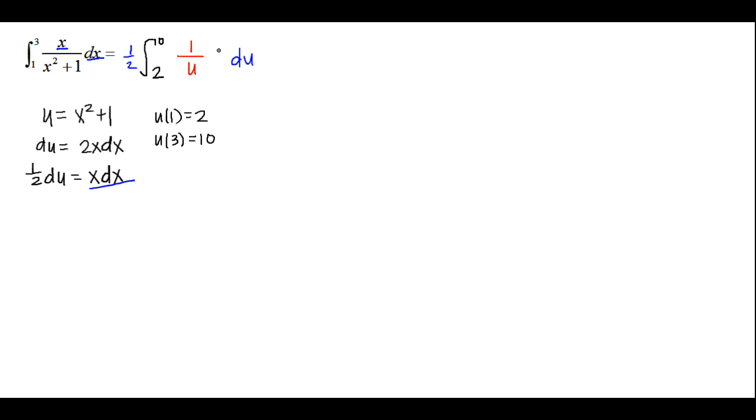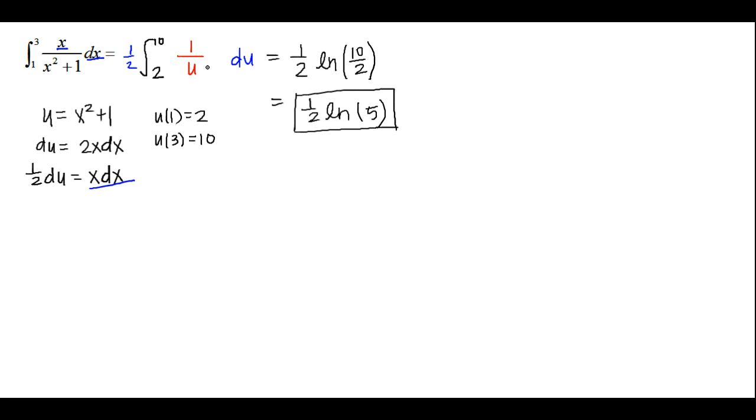So this actually has that nice formula. Let's carry over the 1/2. The antiderivative here is the natural log function. And remember that nice little shortcut formula said we can do the natural log of b over a. So the natural log of 10 over 2, or 1/2 the natural log of 5. And that would be our final answer to this original problem here.